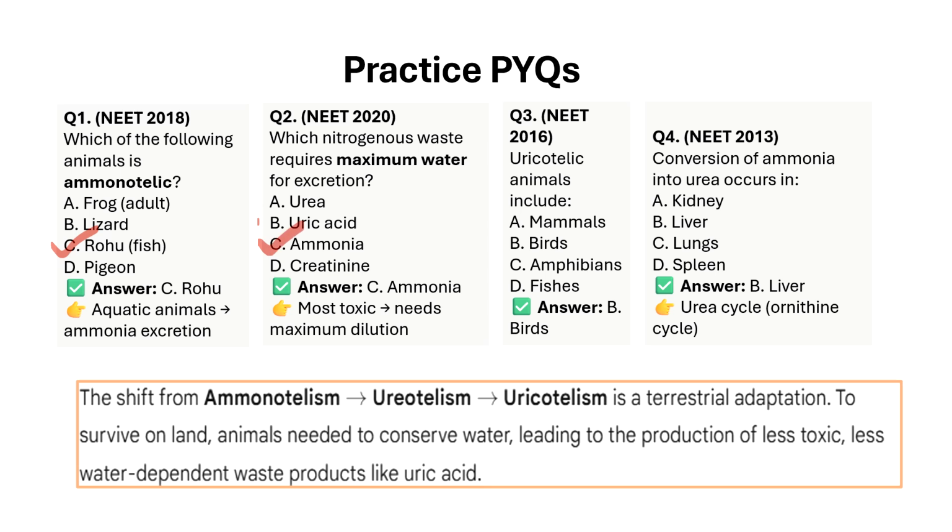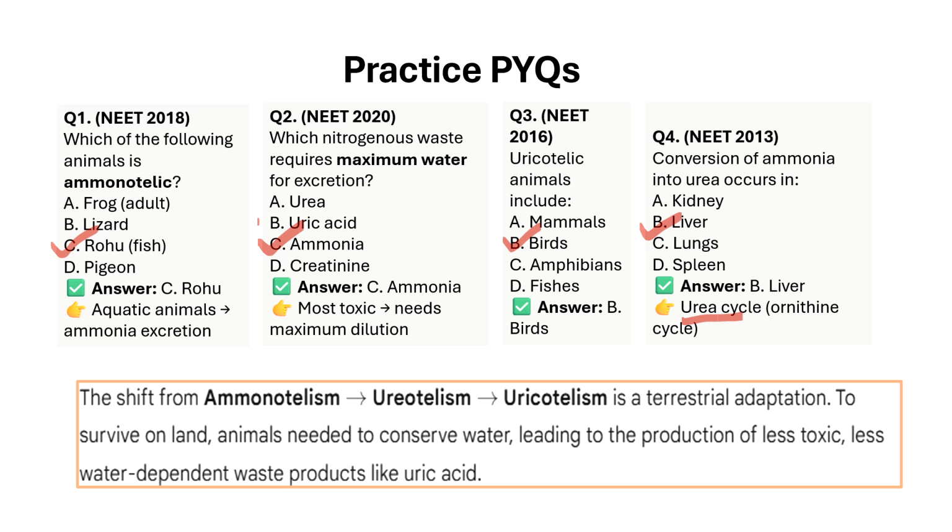Okay, next question now. It appeared in NEET 2016. Uricotelic animals include mammals, birds, amphibians, fishes. We know that birds excrete the byproduct in the form of uric acid. That's why they are uricotelic. Next question is conversion of ammonia into urea. Where does it take place? We already know that it takes place in the liver through the urea cycle or the ornithine cycle.